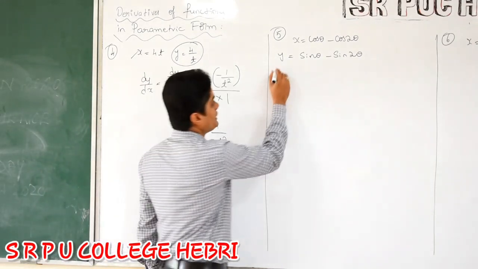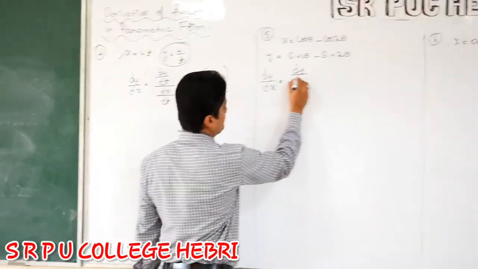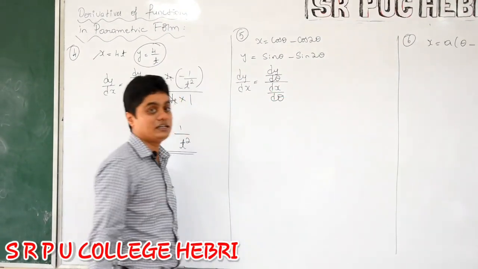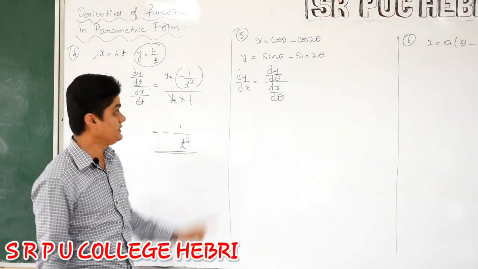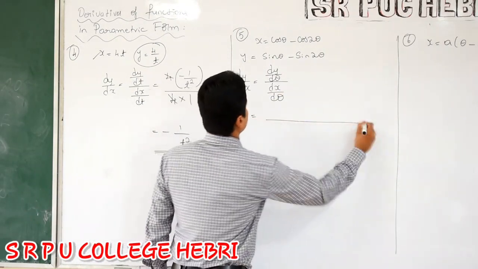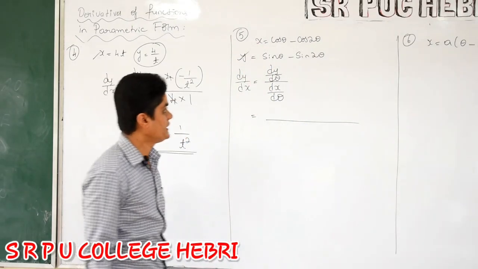Next, dy by dx is equal to, what is the variable here? The variable is theta, so it is dy by d theta divided by dx by d theta. So the formula will be like this. Don't try the same formula. Now, what is dy by d theta? Differentiation of y with respect to theta. What is y? Sin theta.